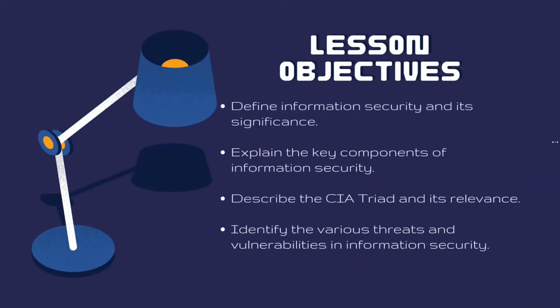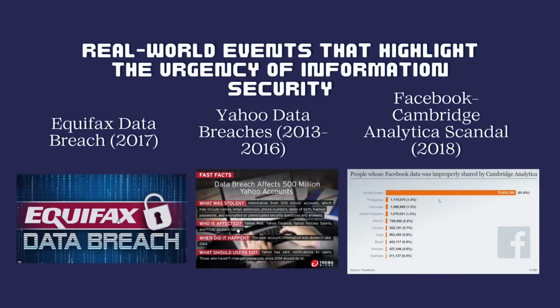Now, by the end of this lesson, you should be able to define information security and its significance, explain the key components of information security, describe the CIA triad and its relevance, and identify the various threats and vulnerabilities in information security. Now, let's take a moment to reflect on some of the real-world events that highlight the urgency of information security. Here are three of them: the Equifax data breach, the Yahoo data breaches, and the Facebook Cambridge Analytica scandal.